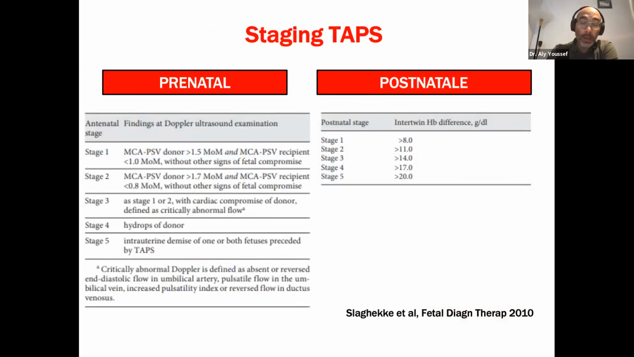This is the staging of TAPS, the twin anemia polycythemia sequence, which depends on the Doppler. Stage 1 has only the diagnostic criteria, more than 1.5 MoM and less than 1 MoM. Stage 2, more than 1.7 MoM in one of the two fetuses and less than 0.8 MoM in the other. Stage 3 if you have cardiac compromise or critically abnormal Doppler flow. Stage 4, hydrops, and stage 5, intrauterine fetal demise. Postnatally, it depends on the intertwin difference: the higher the intertwin difference of the hemoglobin levels, the higher the stage.